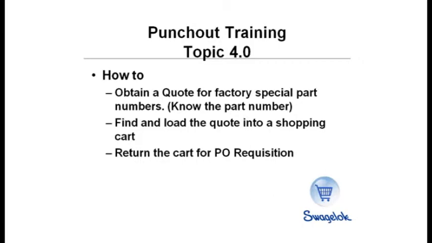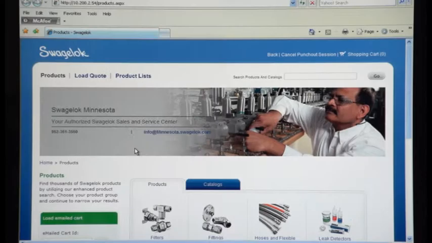So let's jump over to the punch-out site. This is the main screen you will see when you access the SwageLock punch-out site. In this demonstration, you can see we are entering into the punch-out site using our Minnesota distributor. So the first step in obtaining a quote is to go to the shopping cart screen. You do that by clicking the shopping cart icon at the top of the right-hand corner.